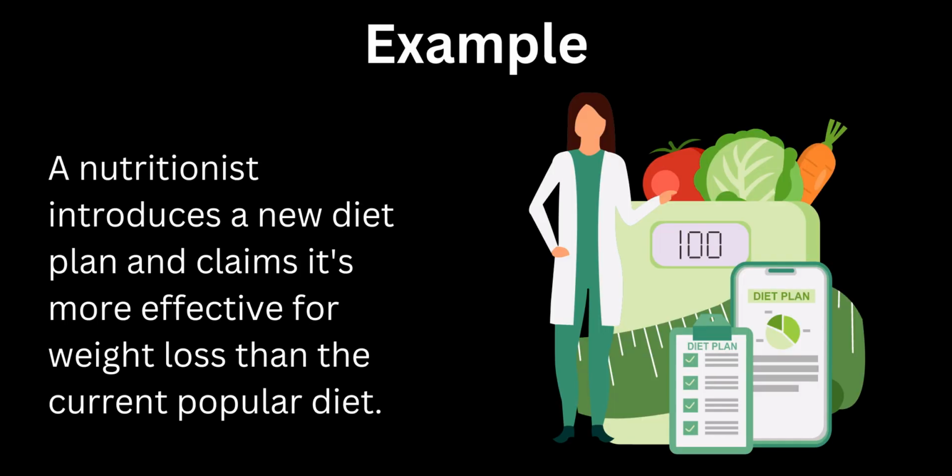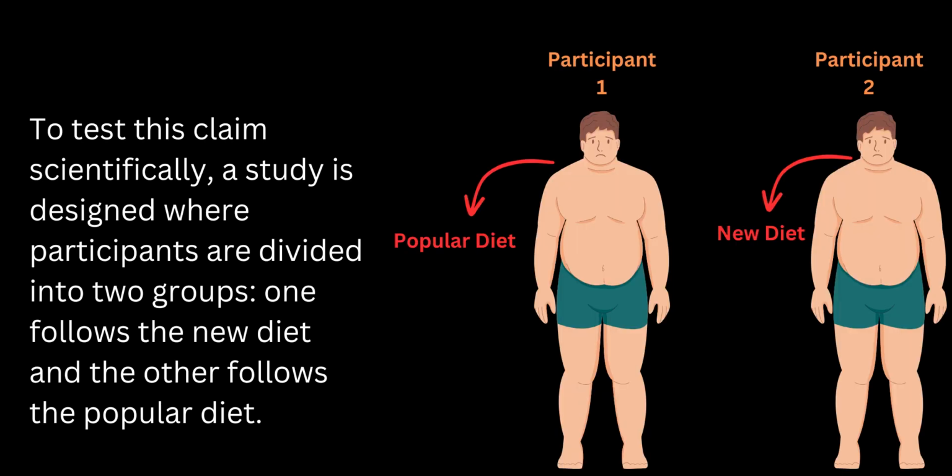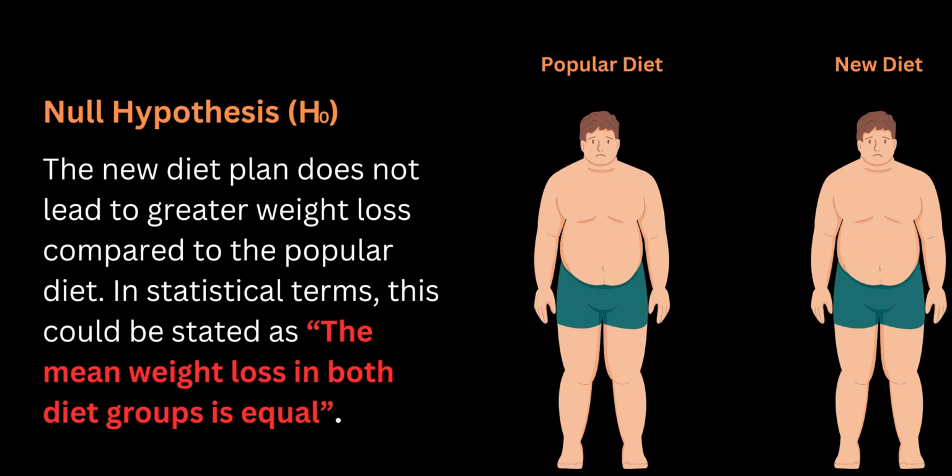For example, a nutritionist introduces a new diet plan and claims it's more effective for weight loss than the current popular diet. To test this claim scientifically, a study is designed where participants are divided into two groups. One follows the new diet and the other follows the popular diet. Now, in this case, what is the null hypothesis? Our null hypothesis will be the new diet plan does not lead to greater weight loss compared to the popular diet. In statistical terms, this could be stated as the mean weight loss in both diet groups is equal, right?